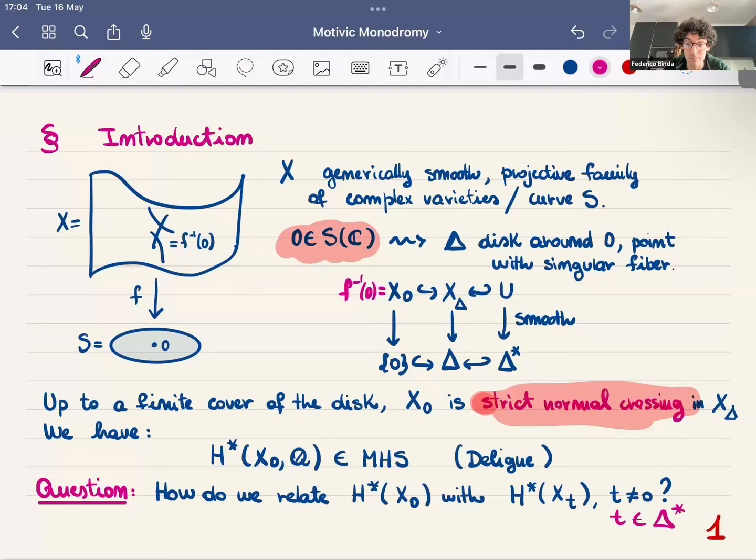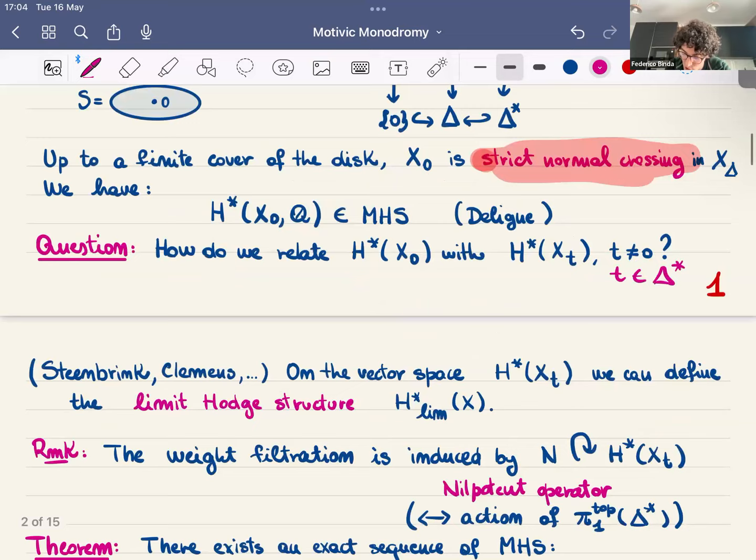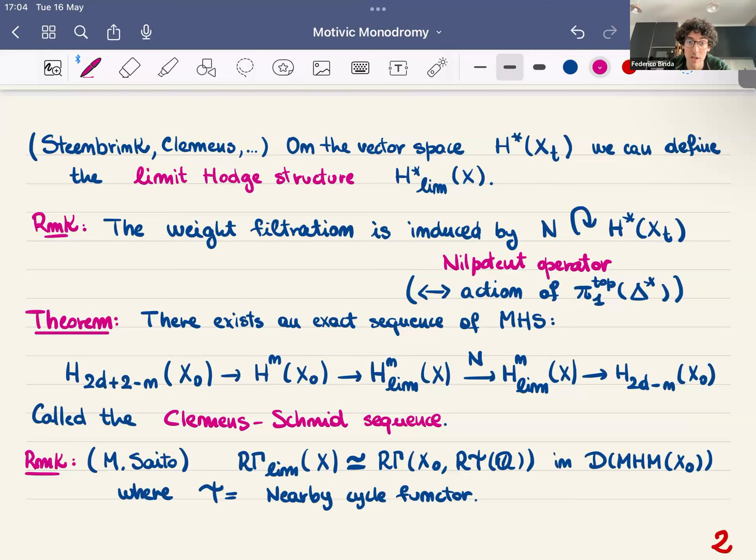Right, so this gadget here, the vector space H star Xt, has actually a lot of structure. I will not try to be historically accurate in this, so I will probably forget important people in telling you what's going on here. But I think the first person who actually wrote something about this was Steenbrink, who introduced the concept of limit Hodge structure. So what is the idea here?